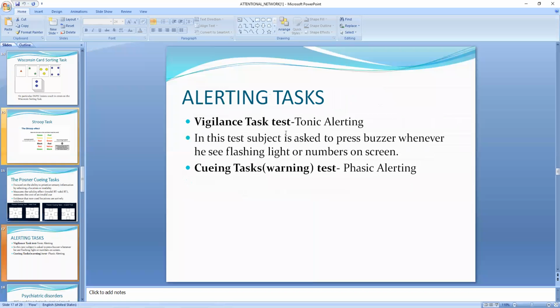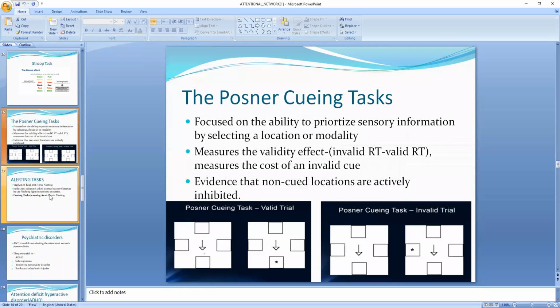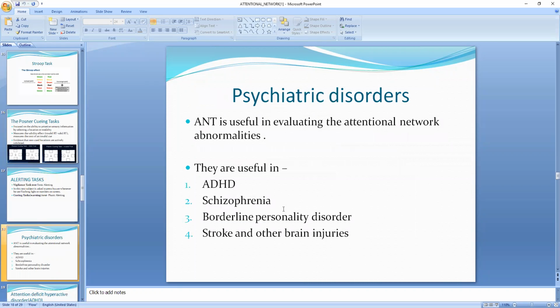These two tests are performed for testing the alerting system. First is the vigilance task test, that is also known as tonic alerting. In this test, the subject is asked to press a buzzer whenever he sees a flashing light or numbers on the screen. So basically, he is not able to press the buzzer in conditions in which the alertness of the brain is decreased, as in prolonged sleeping, chronic deprivation of sleep, or in any kind of sedation. Second is the cueing task, as seen in the previous slide. This one is also helpful in knowing the alerting system.